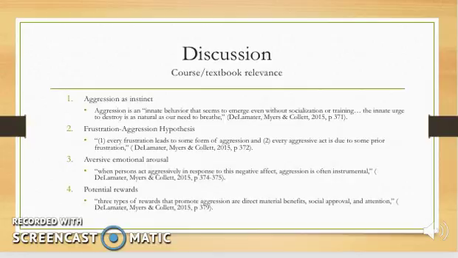And the last reason is potential rewards. So the textbook explains that there are three types of rewards that promote aggression, and those rewards are direct material benefits, social approval, and attention.